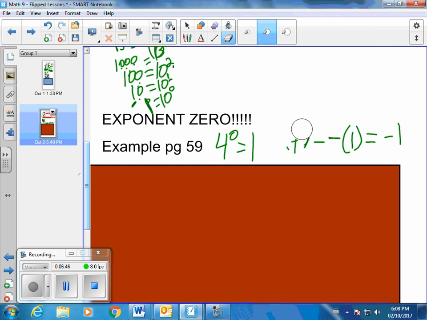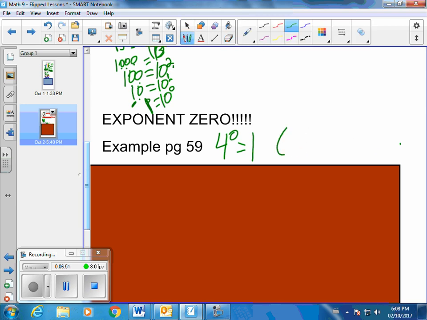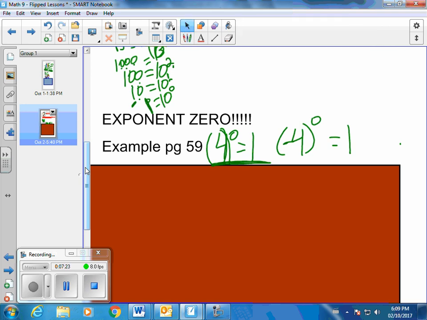Conversely, or opposite, felt like using big words today, if I have negative 4 to the 0, that's saying that the whole number, including the negative, is to the 0. And as we know over here, all numbers to the power of 0 are going to equal 1. That's probably the trickiest and single hardest thing about dealing with exponents, zeros.